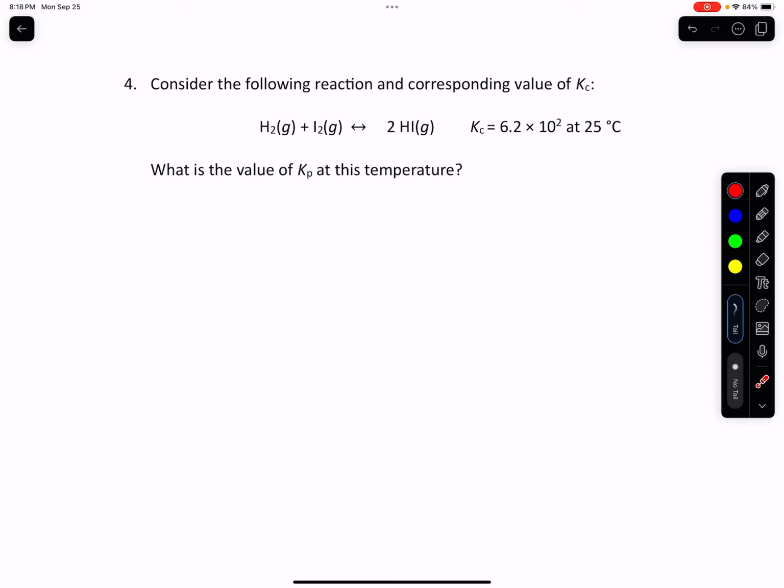Hello, it's Valentine from Simplistic, and in this reaction we're going to look at how to calculate the value of Kp, and what's given to us is the value of Kc.